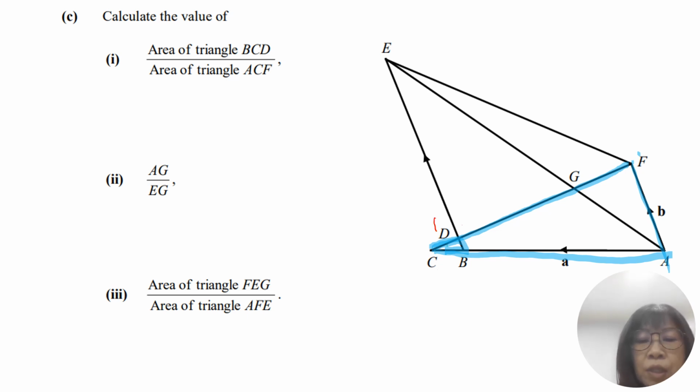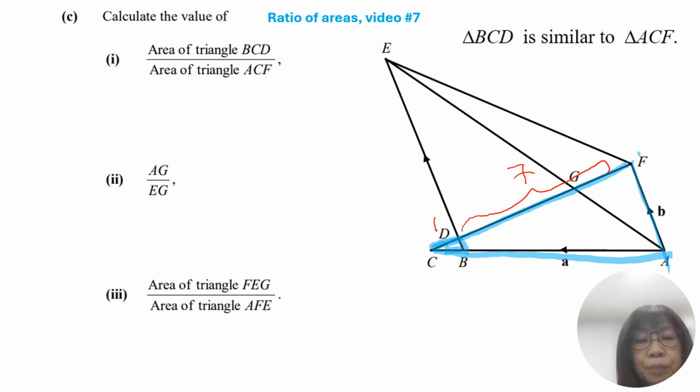The ratio of CD is 1 unit. And in part A, we know that this ratio here is 7 units, which means the entire length for AC is actually 8 units. Putting all this information together, we know that the ratio of areas is equal to the square of the ratio of the sides. So CD is 1 unit, and CF over here is 8 units. Putting this together, I'm able to find the ratio of the two areas easily.